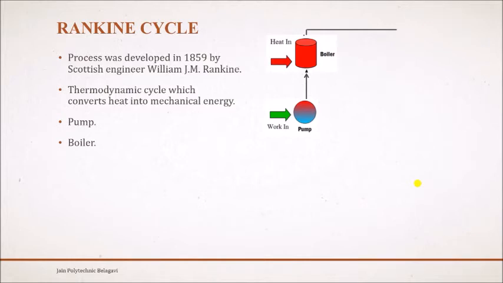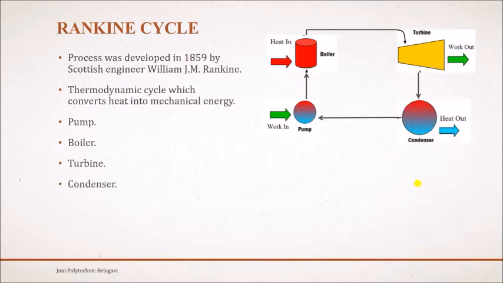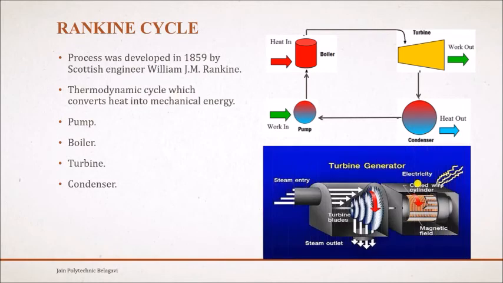So next comes the boiler, where the heating of the water takes place. Once the water is heated, steam is produced, which is sent to the turbine. Again, once the work is done, the expanded steam is sent to the condenser, so that the steam is converted back to water.